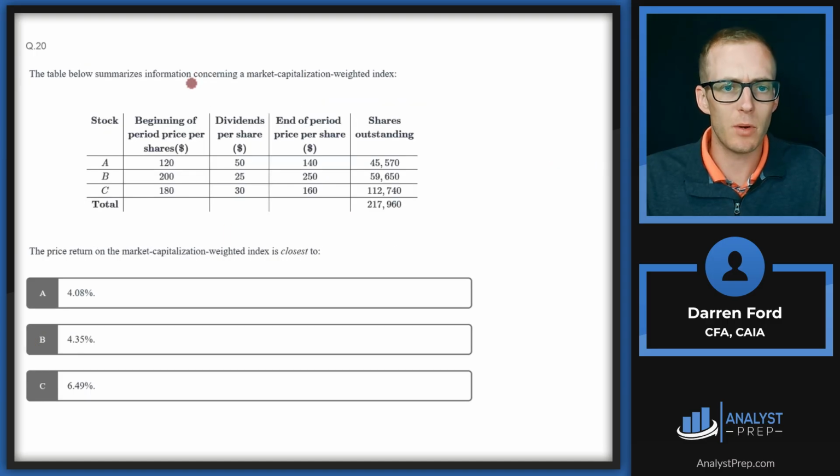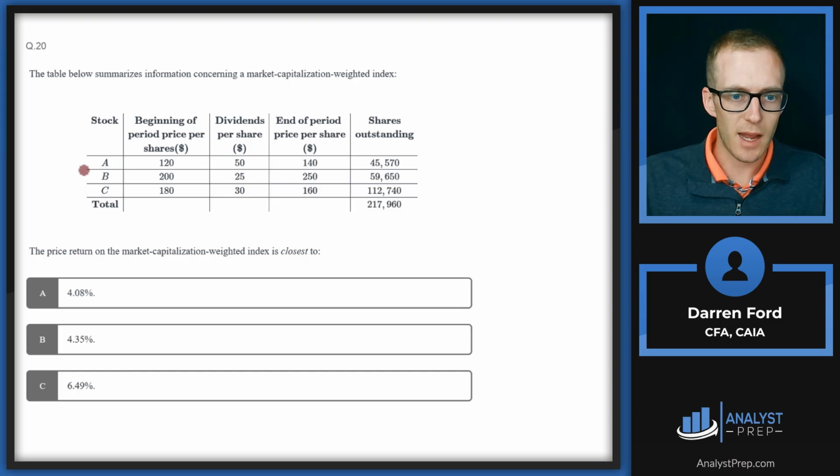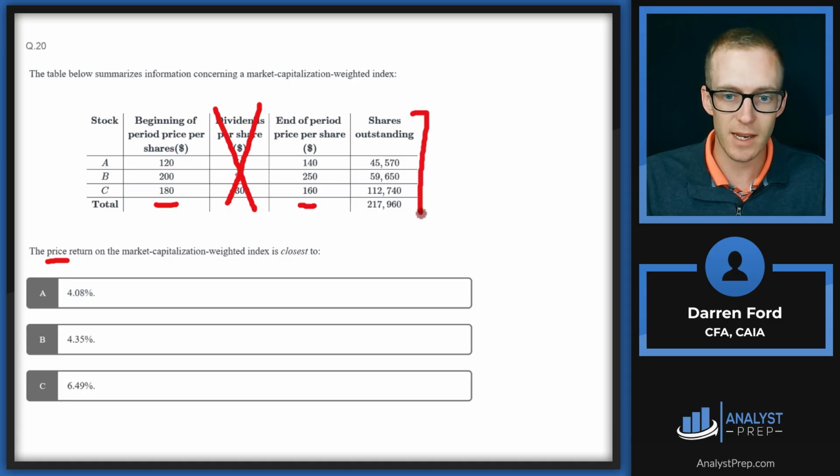Answer B. The table below summarizes information concerning a market cap weighted index. So we've got stocks A, B, and C, and we have some price per share at the beginning, dividend, end of period price per share, and shares outstanding. The price return on the market cap weighted index is closest to. So price return, we're going to be ignoring dividends. The columns we will be concerned with are beginning price, ending price, and then we're going to use shares outstanding to market cap weight this.